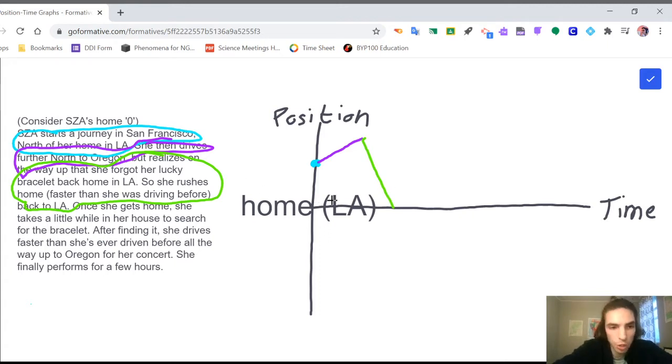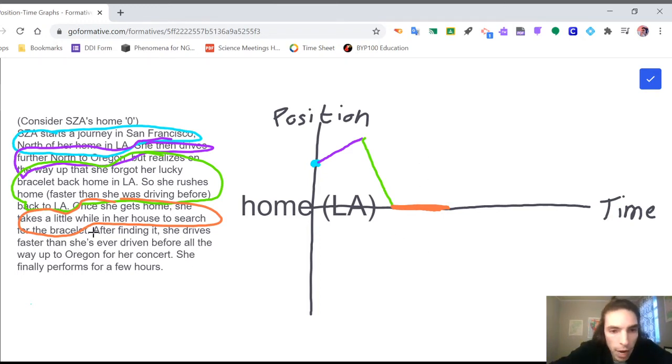Okay, and she reaches home, and once she gets there, she takes a little while in her house to search for the bracelet. So for all intents and purposes, she is moving around a little bit, but she really is staying home this entire time. Her position is not changing by miles. She's not driving anywhere while she's at home. She's just moving around her house. So I'm going to draw a little line to show that she's at rest now, and she's at rest at home. She could be at rest in other positions, but since she's home in LA and she's not driving anywhere else, time marches on, but her position does not change in this y direction.